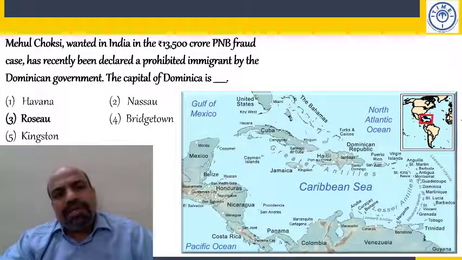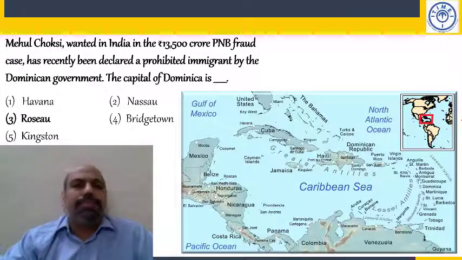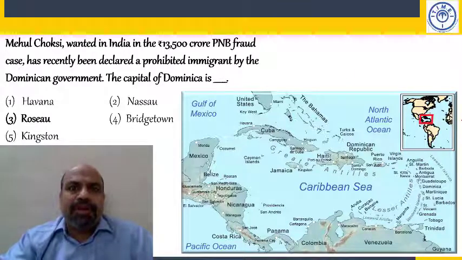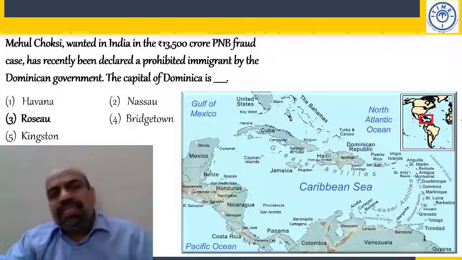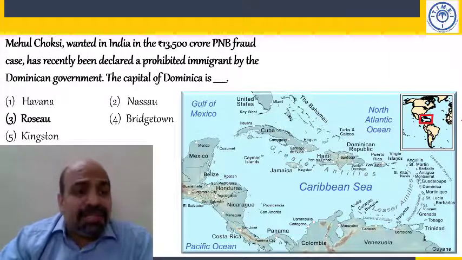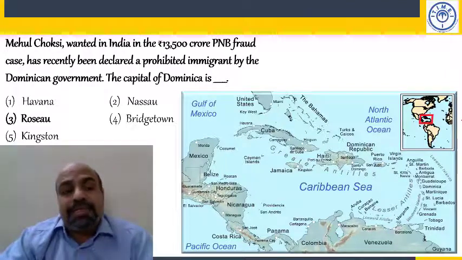Mehul Choksi, wanted in India in the 13,000 crore PNB fraud case. You may be wondering, I didn't read 13,500 crores. It hardly matters. In the PNB fraud case, he has recently been declared a prohibited immigrant by the Dominican government.